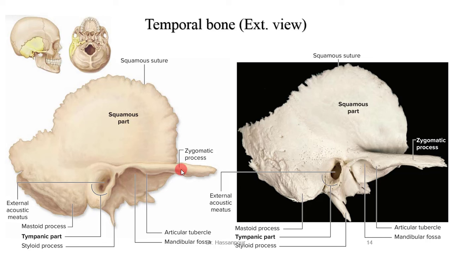Each temporal bone articulates with the mandible inferior to the base of both zygomatic processes in a depression called the mandibular fossa, or we can also call it the glenoid fossa. Anterior to the mandibular fossa is a bump called the articular tubercle. Immediately posterolateral to the mandibular fossa is the tympanic part, a small bony ring surrounding the entrance to the external acoustic meatus or external auditory canal.